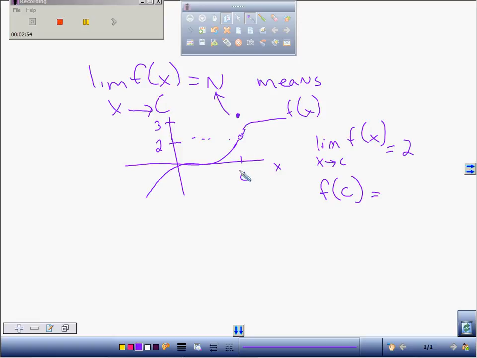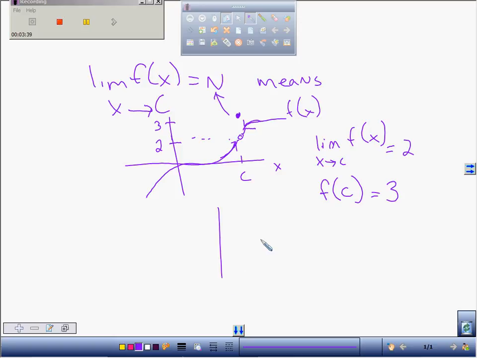So if I plugged in exactly c, this is called a removable discontinuity, which we'll learn in the next section. But exactly at c, the value of the function is what? 3. So exactly at c, the function has a value of 3, but as I approach c, the limit is 2. And in order for something to have a limit, it has to approach the same value from both sides. So going this way or going this way, I have to approach the same value.